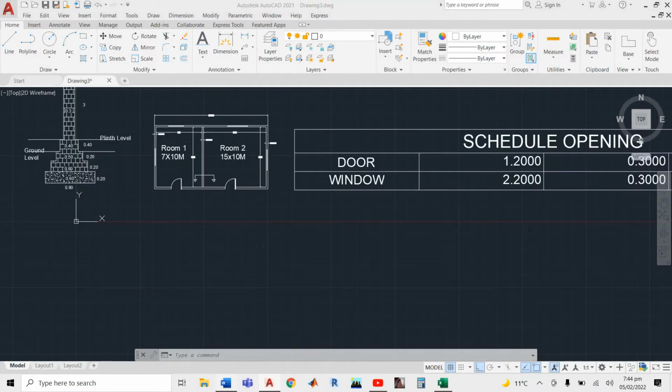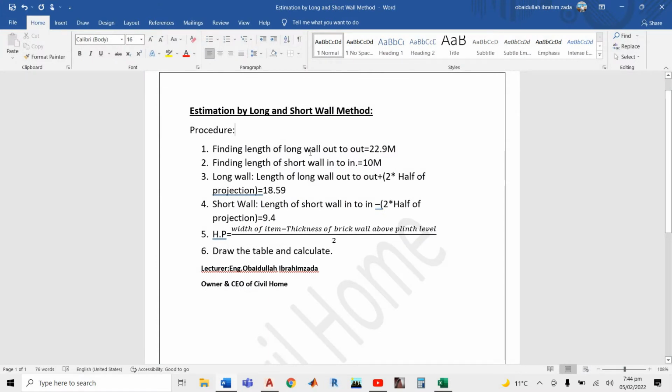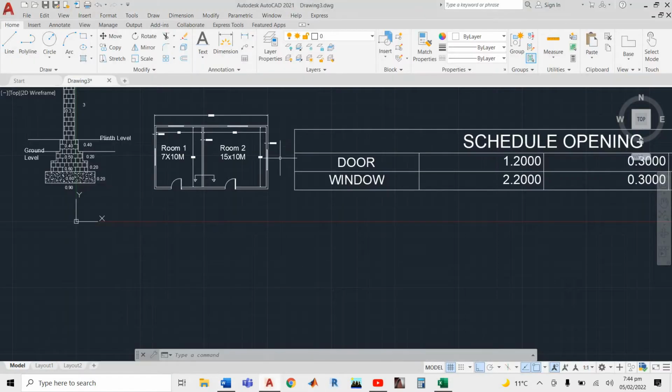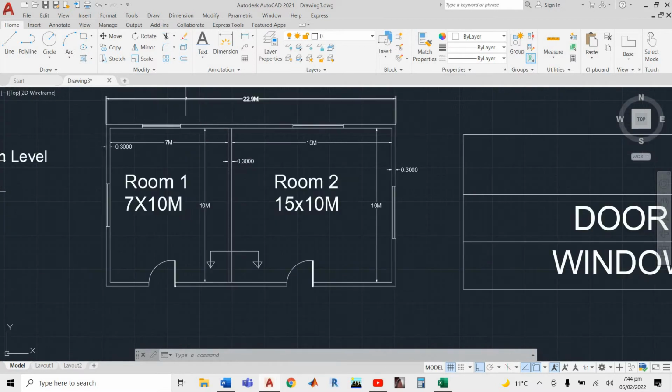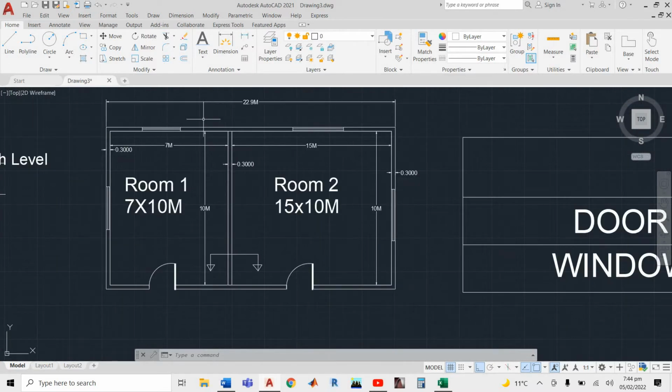So the first thing, as you see here, is finding the length of the long wall out to out. We have 2 types of wall: long wall and short wall. You can easily tell which wall is long and which is short. These horizontal walls, this and this, are the long walls. So how many long walls do we have? We have 2 long walls, first and second, and then we have the short walls. These vertical walls, 1, 2, 3, are the short walls.